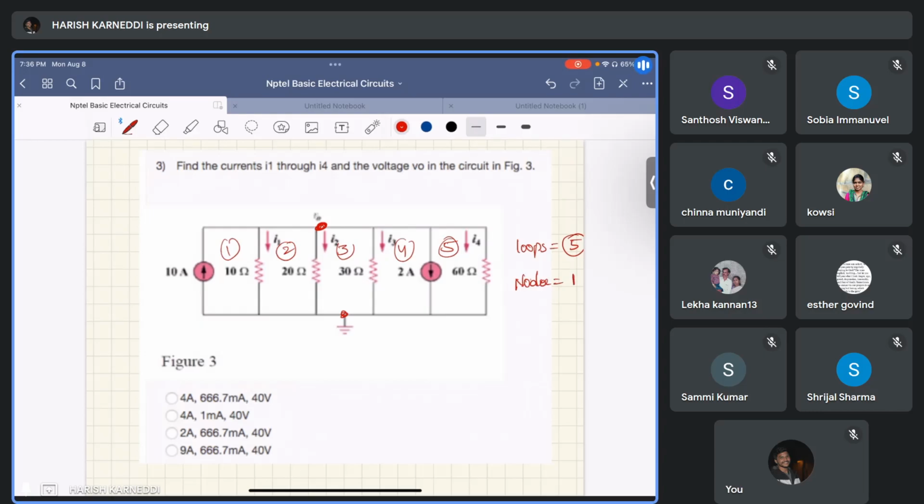If you go through KVL or mesh analysis, you have to write 5 equations, one for each loop, and solve those 5 equations. If you go through nodal analysis or KCL, you can solve this question with one equation. So based on this, if the question does not mention any method, for this particular question we can choose nodal analysis. So we are erasing these loop numbers.